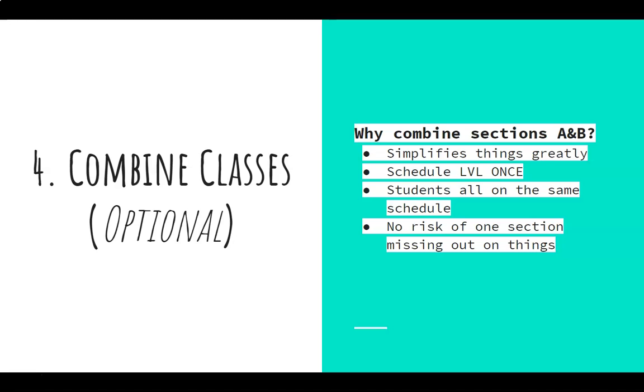Now, the fourth option, or the fourth topic that I was going to cover, is combining classes. Why would you combine your sections A and B? It greatly simplifies things. Trillium requires us to create these separate sections, but in terms of the logistics of your course, you may find it much more understandable for you and for the kids if everybody is in one big class. So instead of having two sections of 12 or 13 or 14, you'd have one section of 30, for example, or 26, or however many kids you would have over the two sections.